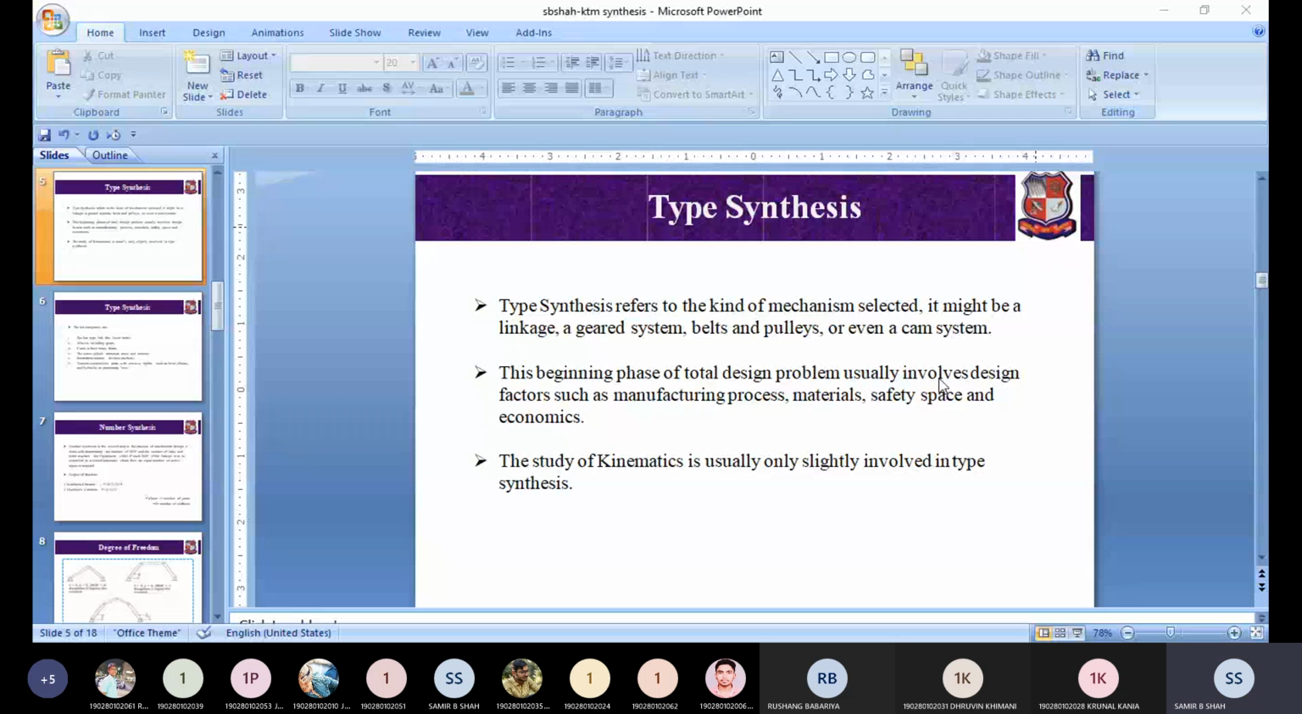There are some basic categories given to you of type synthesis: bar type links, wheels including gears, cams in many forms, screws that transmit force and motion, intermittent motion devices, tension and compression parts, one-way devices, belt, chain, and hydraulic or pneumatic. These are some categories of type synthesis.